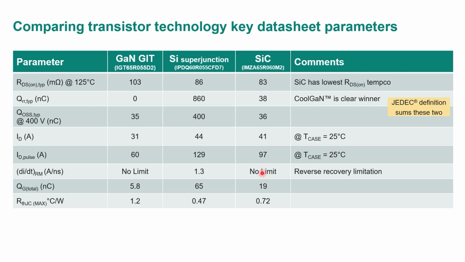DI/DT, there are no limits on the wide bandgap devices. You can turn them on as quickly as you're able. With superjunction, again, because of this body diode dynamic performance, typically it's limited, and it's a pretty severe limit. And then finally, gate charge. This is again where GaN has an extremely low gate charge because it has a low threshold voltage and very low capacitance. Superjunction is quite a bit higher.